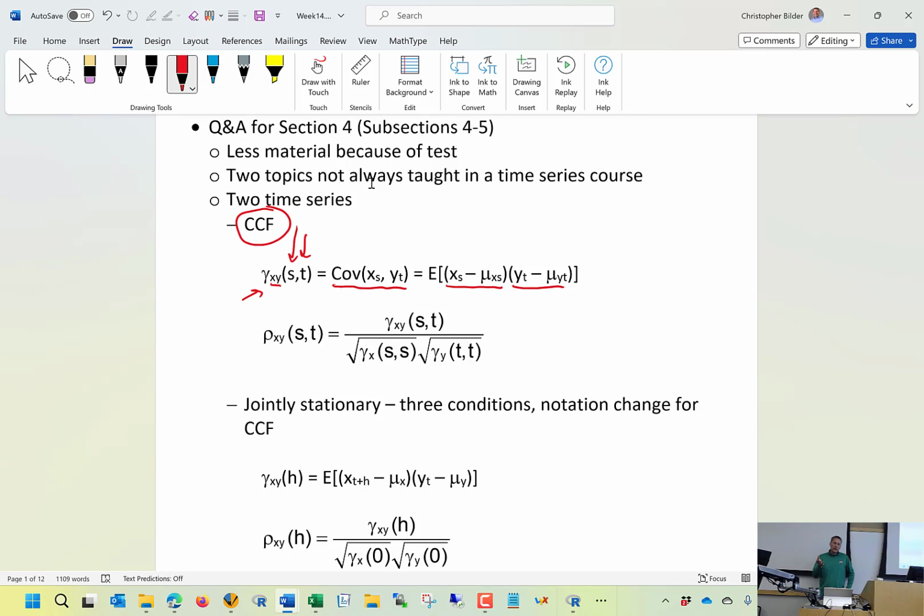We can then, of course, look at the cross correlation function, which is denoted by the Greek letter rho. And so we take that cross covariance function and we divide by the square root of the autocovariance function for x at time s, and then the square root of the autocovariance function for y at time t.